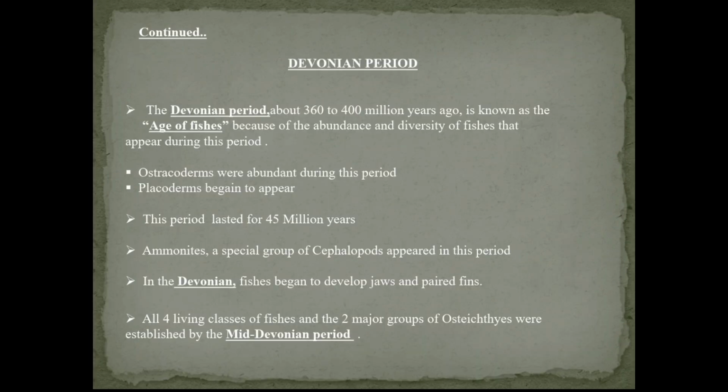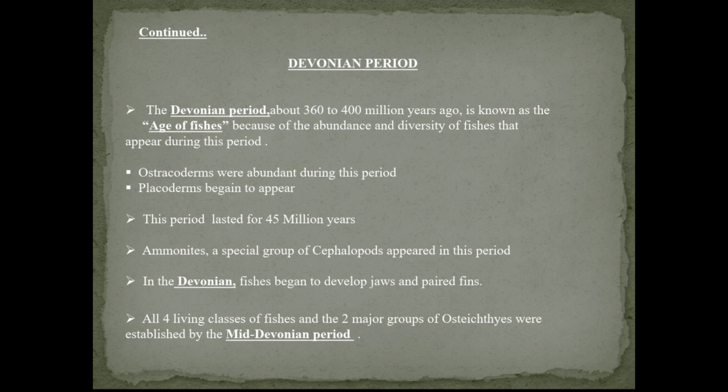In the Devonian period, the placoderms began to appear and ostracoderms were abundant during this period. In the Devonian period, fishes began to develop jaws and also paired fins. And all four living classes of fishes and two major groups of osteoichthyes.